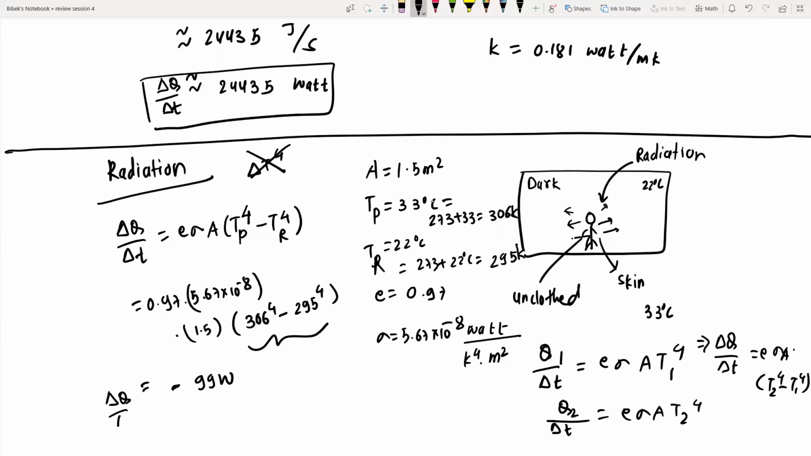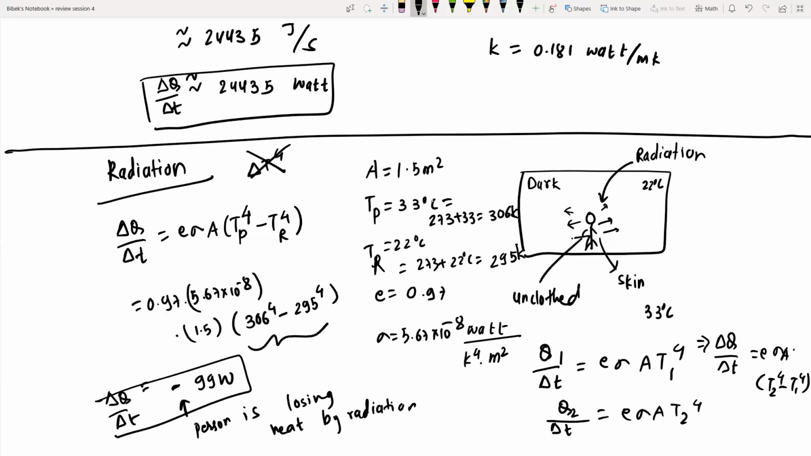So this negative means that person is losing heat by radiation. Okay, this is how you deal with the problem. So sometimes you'll be given this rate of heat loss again, and you need to calculate the temperature of the environment. Sometimes they might ask you the temperature of the hot body, so you can do the problem.